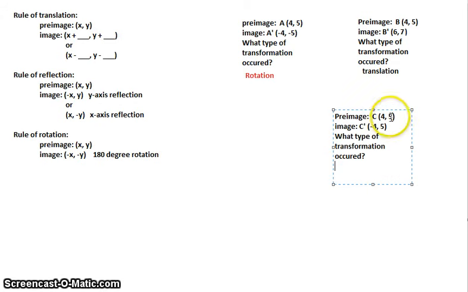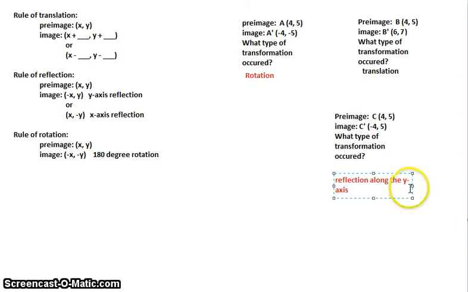And then the last one I have is pre-image is 4, 5. Image is C prime is -4, 5. And how do these compare? Well, just the x value became the opposite. So I'm going to look over here at my rules. And the image that has the negative x is going to be the one that reflects along the y-axis. So that is going to end up being my answer here. So this is a reflection along the y-axis. And that's how you would answer that question.